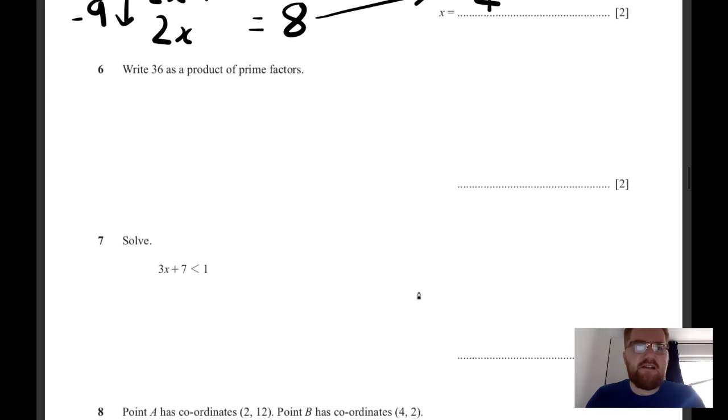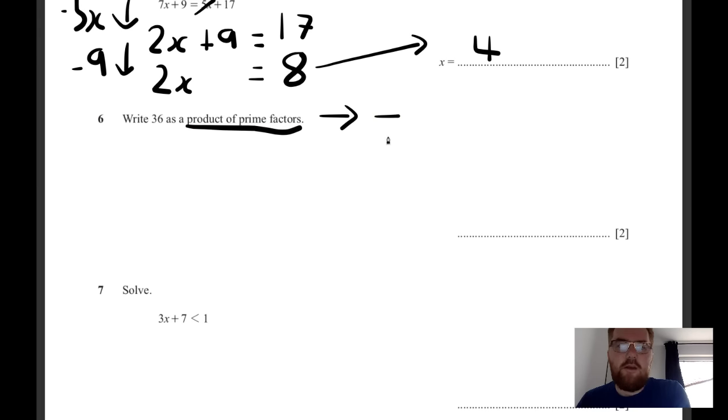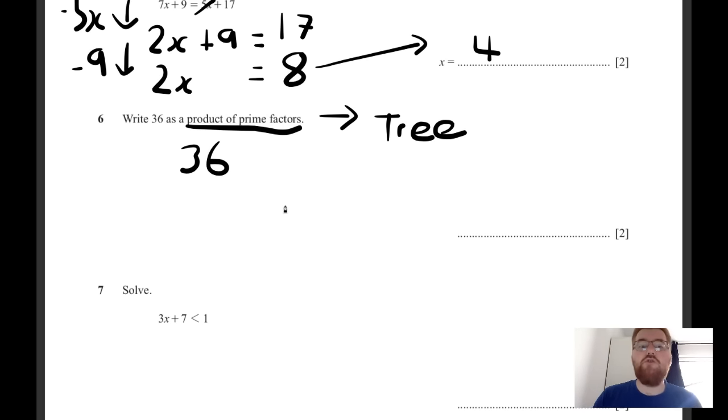So question 6, write 36 as the product of prime factors. As soon as you see that phrase, a product of prime factors, we're going to need to draw a factor tree. Okay, so that's a key signal. You need to draw a factor tree. What do I mean by this? Well, we start with 36. We find two numbers that multiply to give you 36. And it doesn't matter which those numbers are. We'll all get the same answer at the end.